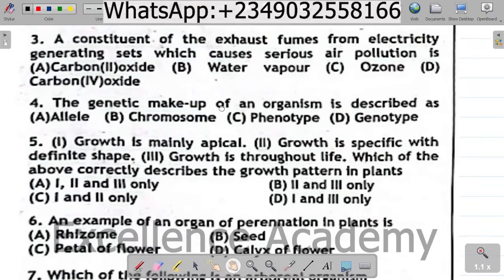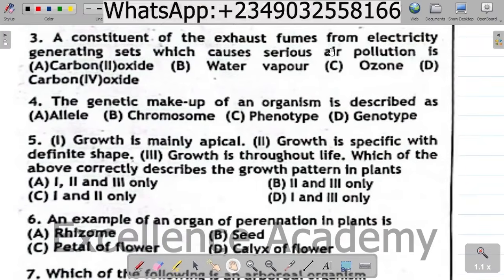Question 3. A constituent of the exhaust fumes from an electricity generating set which causes serious air pollution is A. Carbon II oxide, B. Water vapor, C. Ozone, D. Carbon IV oxide. The correct option is A. Carbon II oxide.